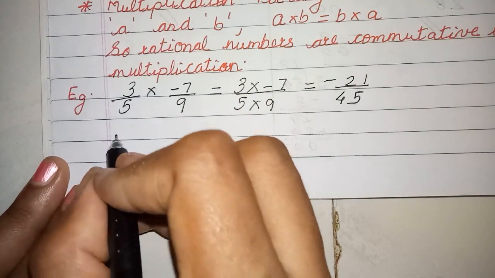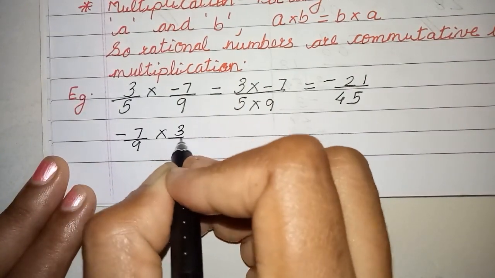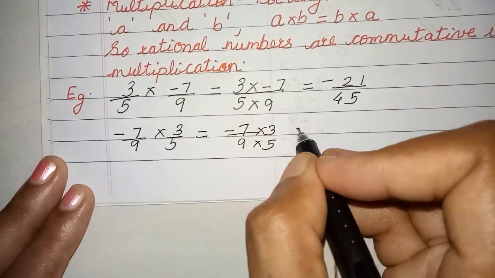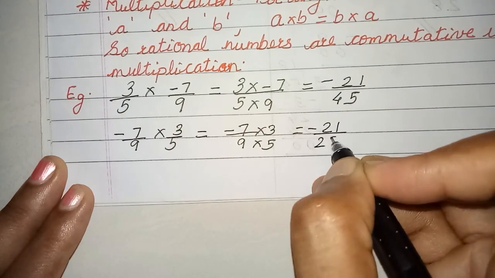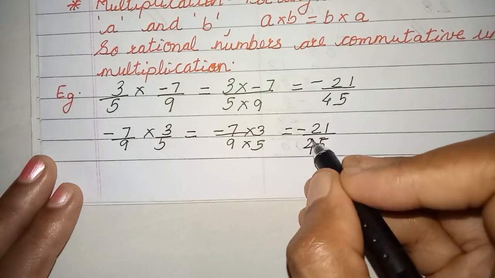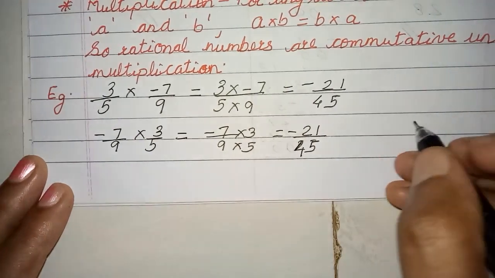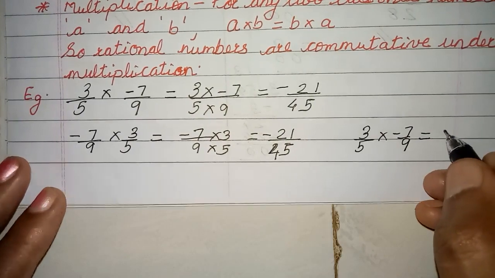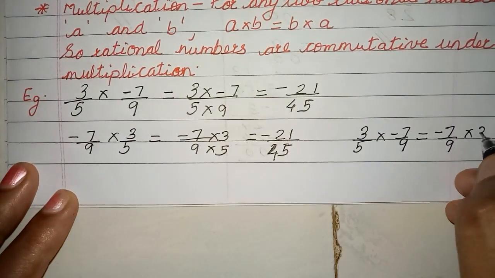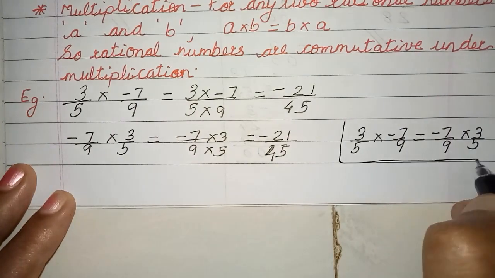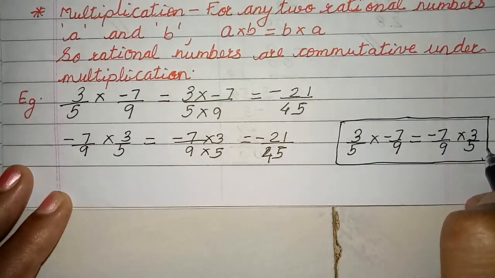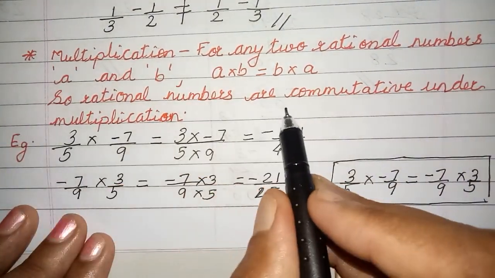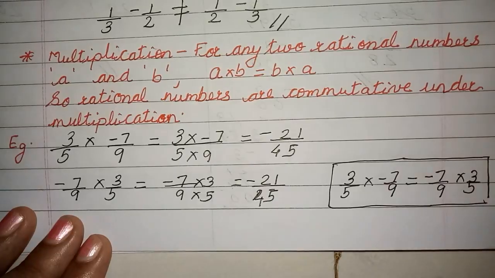Now write b first, then a. So minus 7 by 9 into 3 by 5. So it is minus 7 into 3 and 9 into 5. So it is minus 21 by 45. Now what can you see, children? Both the values are same. So I can write 3 by 5 into minus 7 by 9 is equal to minus 7 by 9 into 3 by 5. So I can say multiplication of two rational numbers is also commutative. That's why I've written here rational numbers are commutative under multiplication.